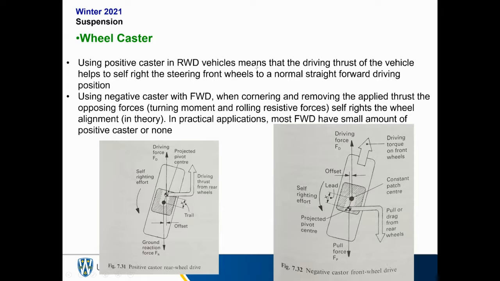So we have positive caster for rear-wheel drive vehicles. Negative caster for front-wheel drive: when cornering and removing the applied thrust, the opposing forces, i.e. the turning moment and rolling resistive forces, self-right the wheel alignment, in theory. In practical applications, most front-wheel drives still have a small amount of positive caster or none. So even though negative caster would seem to be good in theory for front-wheel drive, in practice front-wheel drive just has a very small positive caster or none.